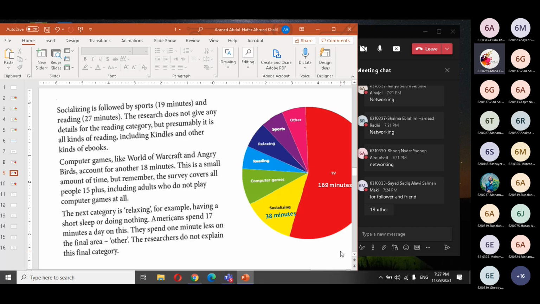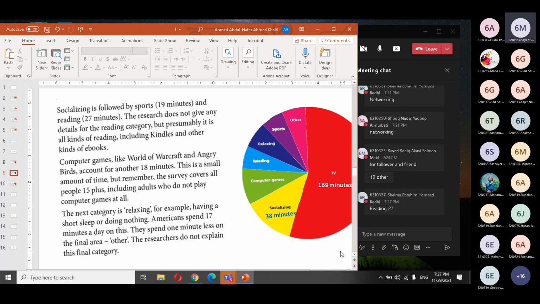After sports, reading. 27 minutes. Yes, it's reading, and the time is 27. Good. After reading, games. Yes, computer games. How much time for computer games? 18 minutes. Okay.